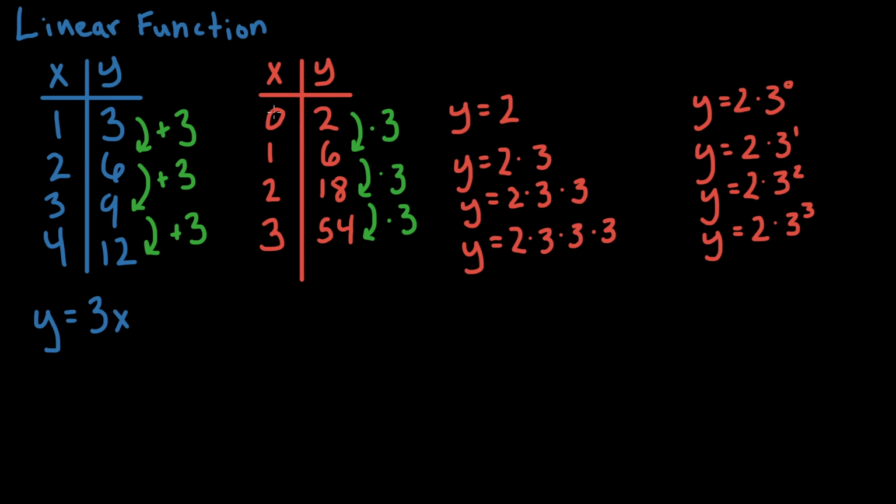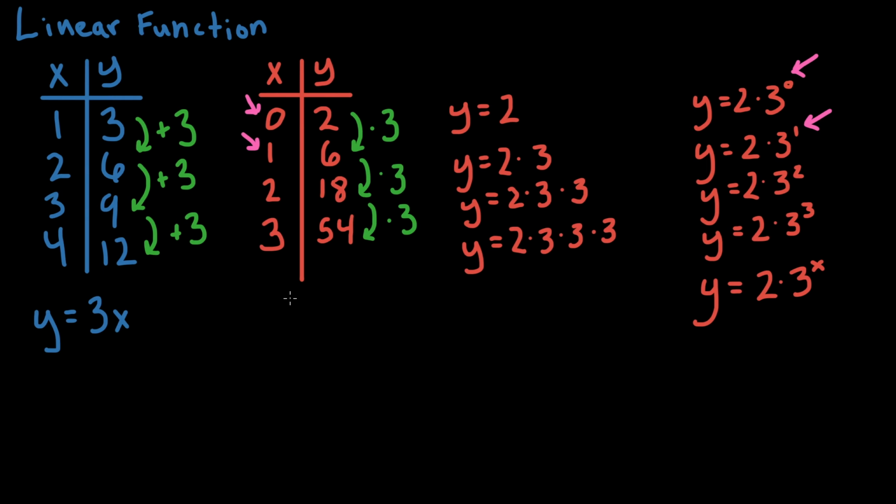Now, you may notice here that the exponent that I have on my 3 at each of these rows has the same value as my x at that row in the t-chart. Let me just highlight that. I'm going to use pink. So this 0 here is equal to the exponent on my 3 there. This 1 is equal to my exponent on my 3 at that row. There's a connection there. So I can write this as a proper function in this form. It's going to be y is equal to 2 times 3 to the x power. Y is equal to 2 times 3 to the x power.